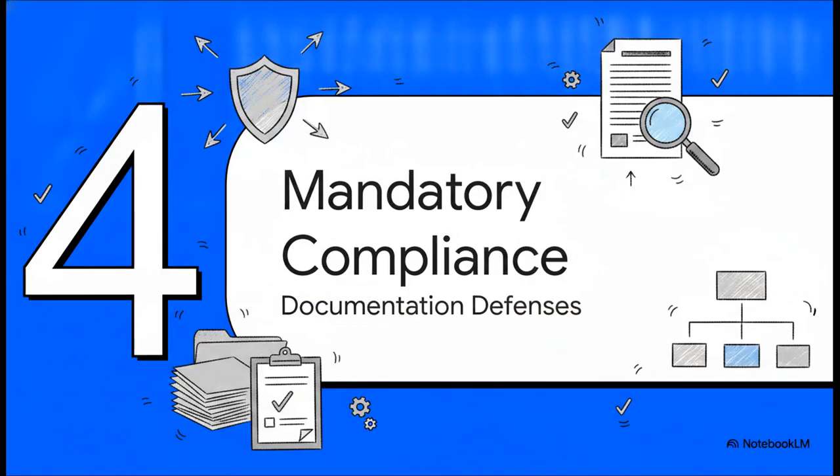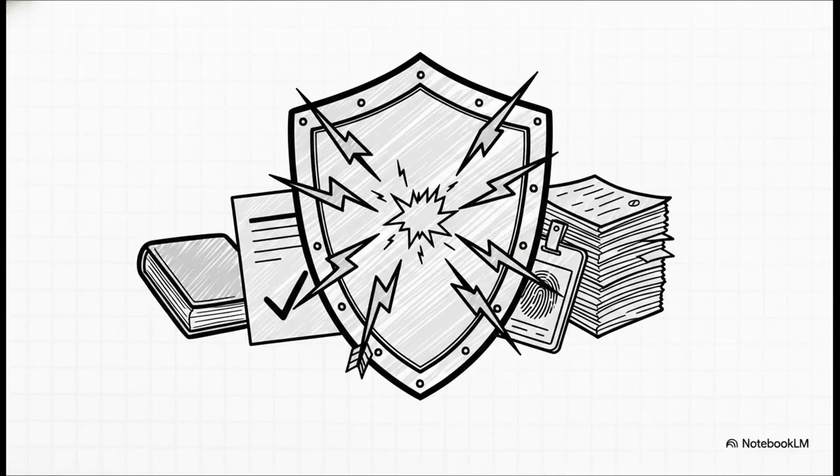Let's pivot to Section 4, mandatory compliance and documentation. Knowing the penalties is only half the battle. We've got to employ defensive strategies. And your absolute first line of defense against the assessing officer? Proper documentation. Here are the practical precautions you need to take.